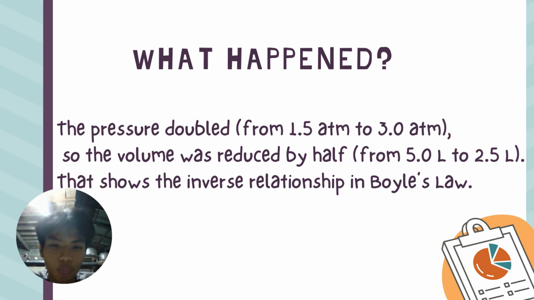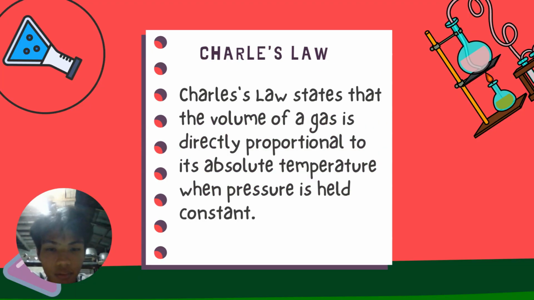Let's talk about what actually happened. The pressure is doubled from 1.5 to 3.0 atm, so the volume was reduced by half from 5.0 liters to 2.5 liters. That shows the inverse relationship in Boyle's law. Next, we're going to talk about Charles' law.